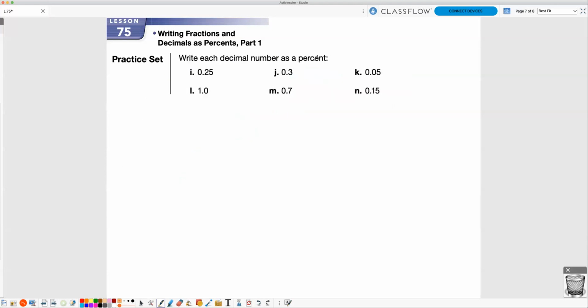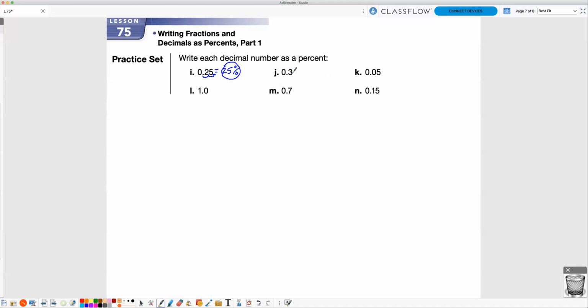Write each decimal number as a percent. Letter I, 25 hundredths. So you could do two things. You could see, well, I just said the name of that decimal. I named it properly, 25 hundredths, so it's 25% because it's over 100 then. Or I could just move this decimal 2 places to the right. Once, twice. Boom, it's 25, and then I have to put a symbol of percent on there.